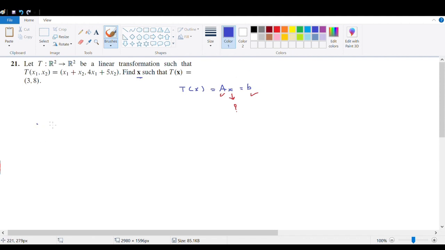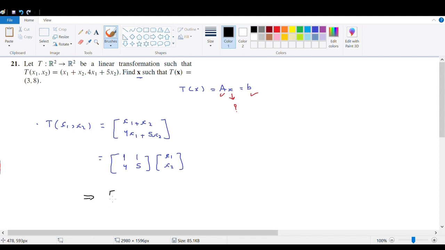So what is given here is T(x1, x2) equal to x1 plus x2, 4x1 plus 5x2. So that means our matrix is [1, 1; 4, 5], and our x is x1, x2. Now we have our matrix A and we have B, and we are looking for x. So we need to do row operations for the augmented matrix. Our A is [1, 1; 4, 5], and our B here is (3, 8).